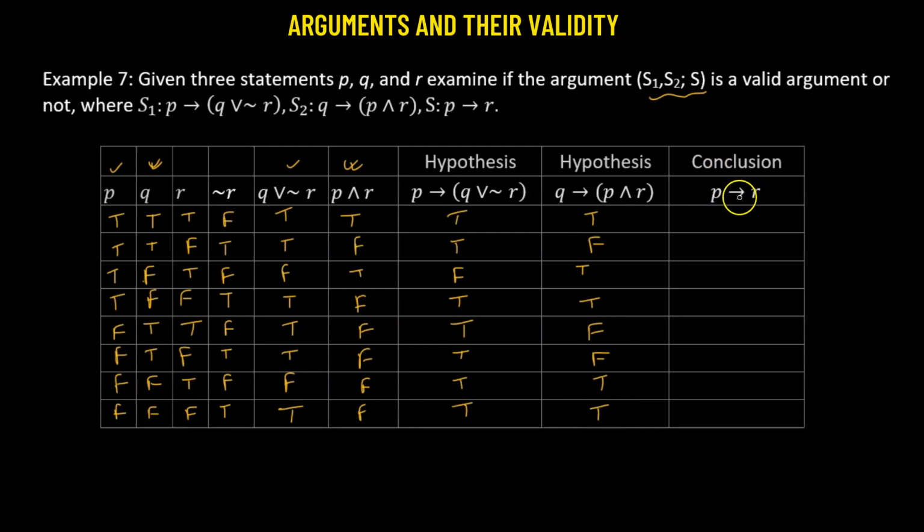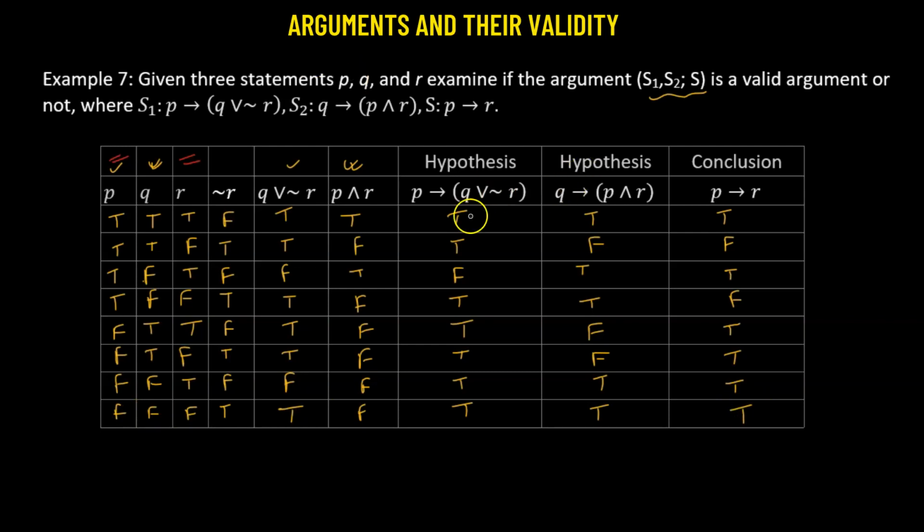And finally, we come to the conclusion. So that will be if P, then R. Fine. So this will be if true, then true, this is true. If true, then false, so that will be false. If true, then true, this will be true. If true, then false, so this will be false. If false, then true, so this will be true. If false, then false, this will be true. If false, then true, this will be true. If false, then false, this will be true as well.